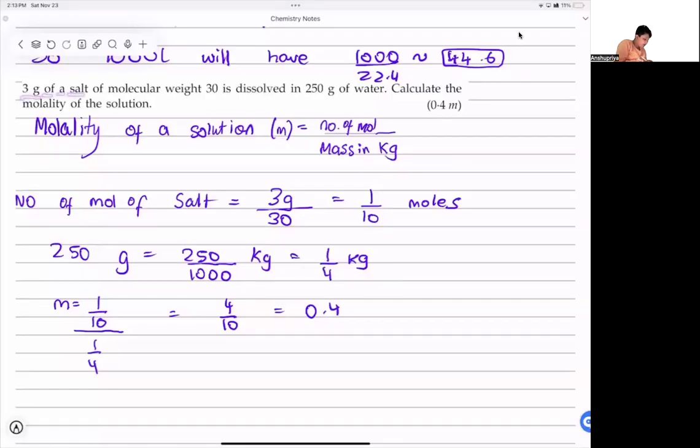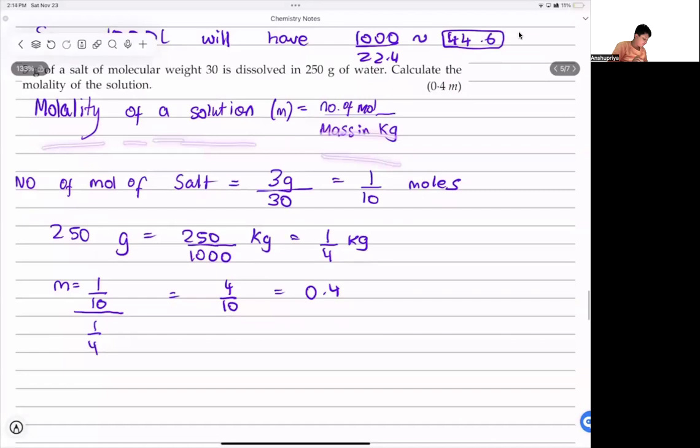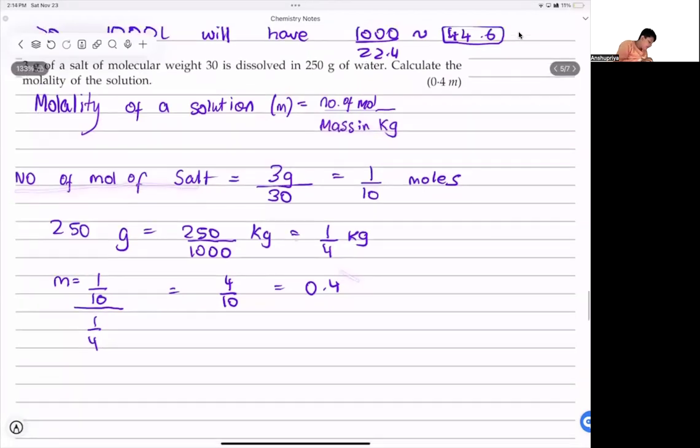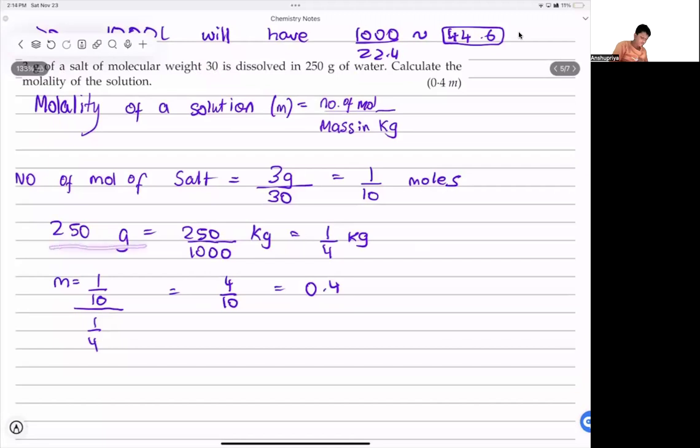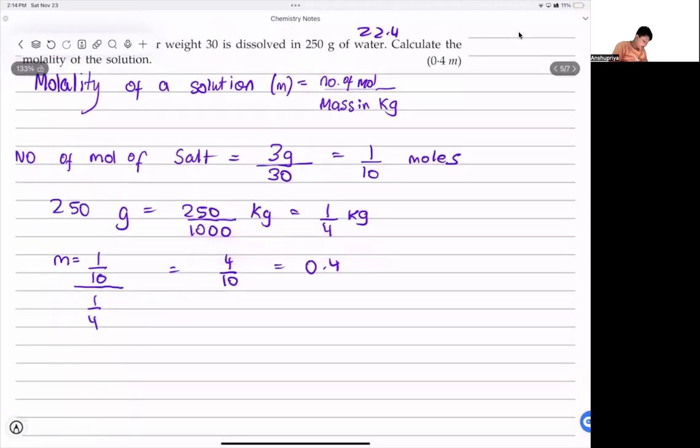3 grams of a salt of molecular weight 30, or molecular mass, both same thing, is dissolved in 250 grams of water. Calculate the molality of the solution. This is the answer, 0.4 m. Molality of a solution is equal to what? Number of mole divided by mass in kg. So number of mole of the salt is what? They've given 3 grams and molecular mass is 30. So it will be 3 upon 30, or 1 by 10 mole. And what is 250 gram? That is 250 by 1000 kg. So that is 1 by 4 kg. So it will be 1 by 10 upon 1 by 4, which is 4 by 10, which is 0.4. Answer.